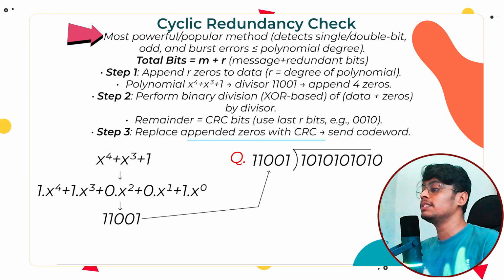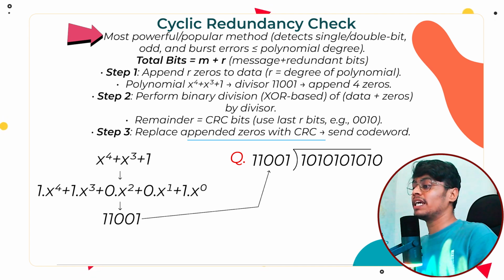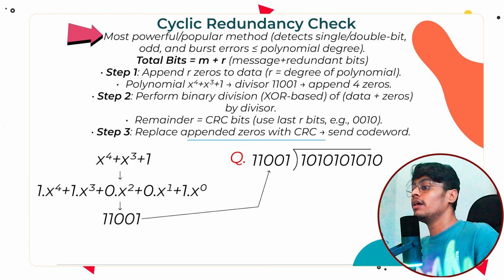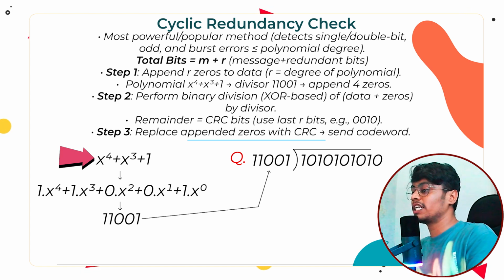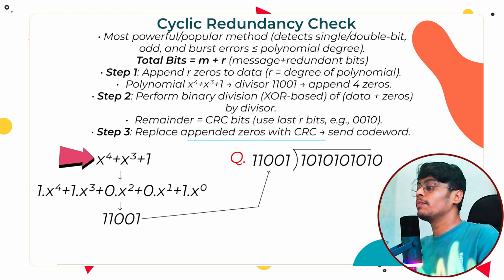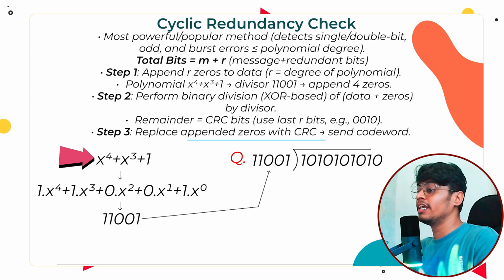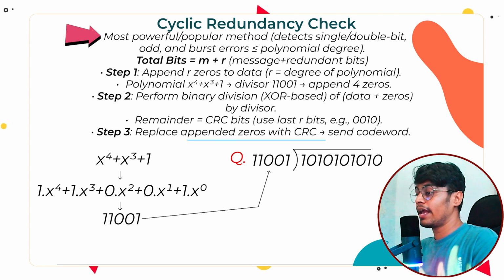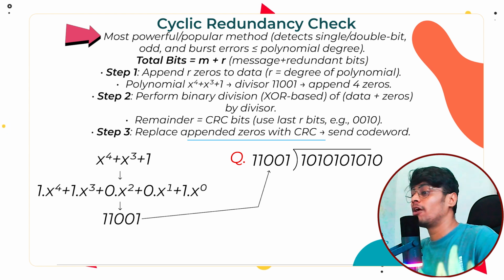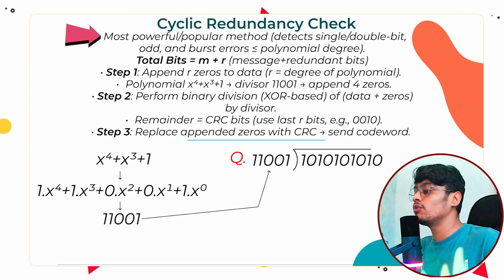Polynomial degree means the maximum degree of the polynomial we use here. Like this is a polynomial, so what is the maximum polynomial degree? 4. So the burst length of the burst error is 4. It can detect errors up to that length. So on average, we say it is a very powerful method. Okay, let's see how we have to use this method.